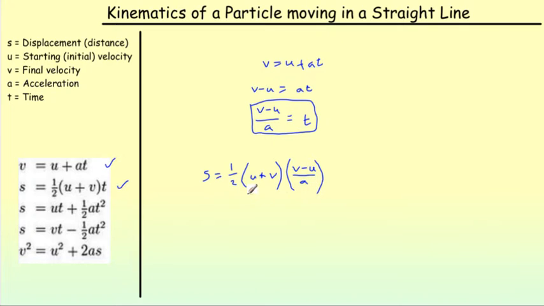So when we multiply this out, the u plus v gets multiplied by the v minus u. So what that will give us is u plus v times v minus u. That will end up giving us v squared minus u squared. And then that's all over a. But again, that's times by a half, so really it's all over 2a.